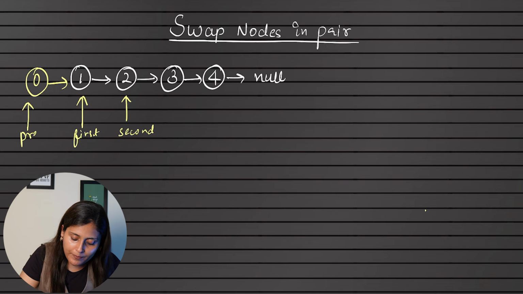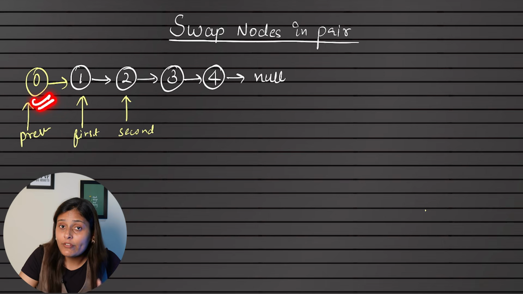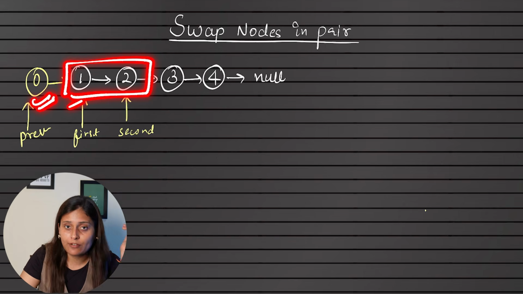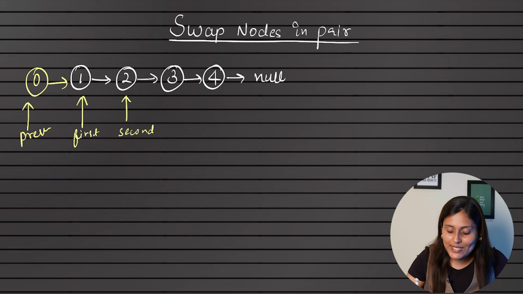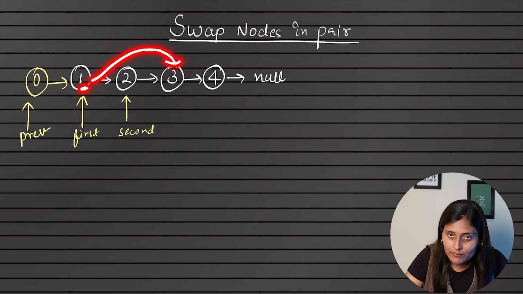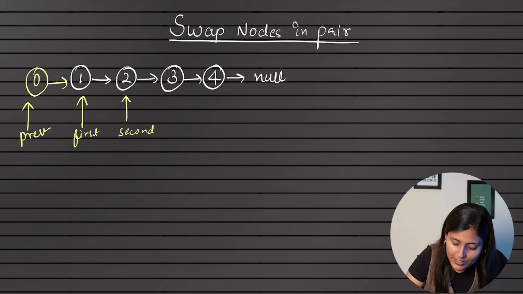Let's call it previous pointer. This will always be standing one pointer behind the first and second, which we have to swap. Now the idea is very simple. After the swap, first next should connect to 3. Let me show you after the reverse how it will look.